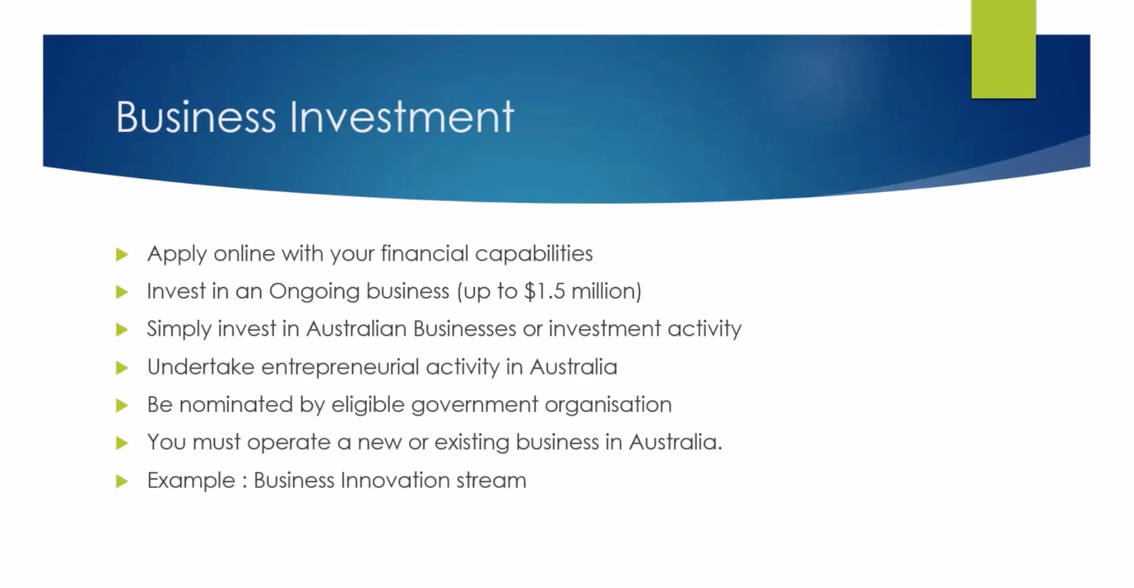You need to be nominated by an eligible government organization. They will assess whether your business plan is feasible to develop in Australia. You must operate a new or existing business in Australia. One example of this type of visa is the Business Innovation Stream, that's also called Visa Class 188.